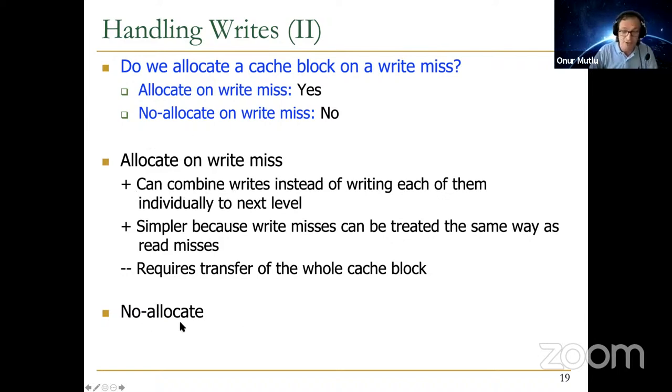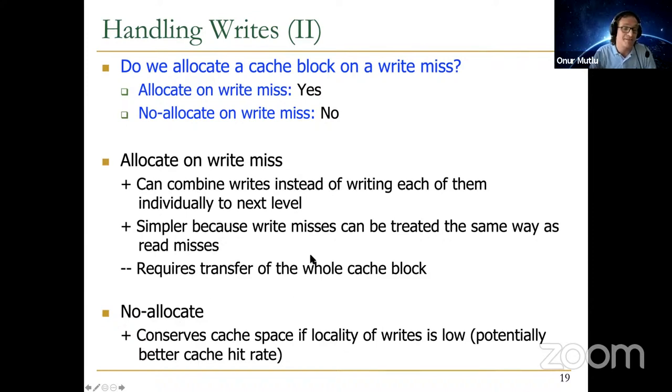If you're not allocating on write misses, you don't have this problem. You conserve cache space if locality of writes is low, and you get potentially better cache hit rate. The example that I showed you is an example where the locality of the writes is low. Essentially, you bring 64 bytes, but you write only one byte.